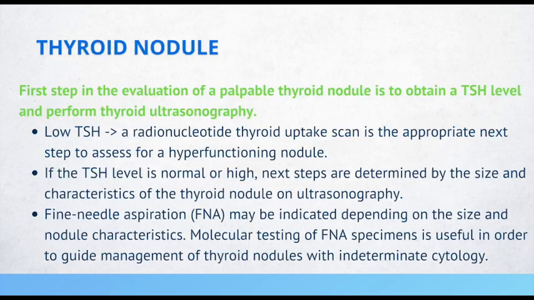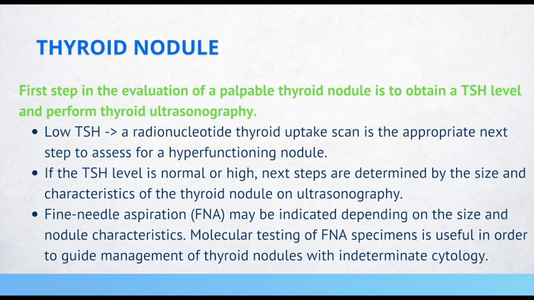Thyroid nodules. The first step in the evaluation of a palpable thyroid nodule is to obtain a TSH level and perform thyroid ultrasound. If a patient has a low TSH, a radionuclide thyroid uptake scan is the appropriate next step to assess for a hyperfunctioning nodule. If the TSH level is normal or high, next steps are determined by the size and characteristics of the thyroid nodule on ultrasound.